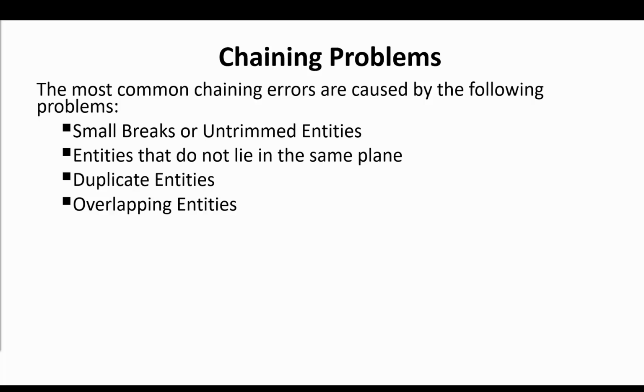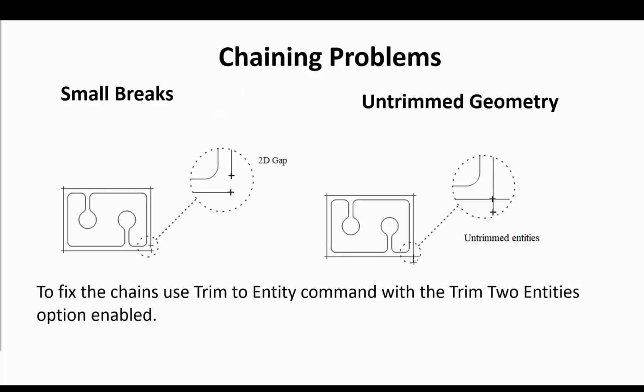Good drawing practices, including the use of the auto cursor and trim functions, will avoid most problems. But even the most careful person makes mistakes. Therefore, it is a good practice to check the integrity of wireframe chains before starting to create toolpaths. Small breaks or untrimmed entities that are extended over the intersection point can be avoided by using the auto cursor to ensure the entities connect.